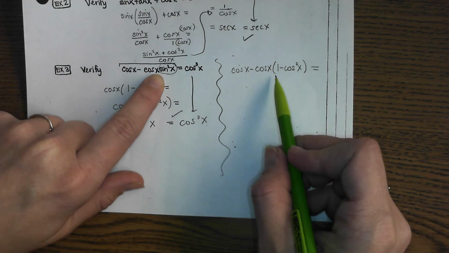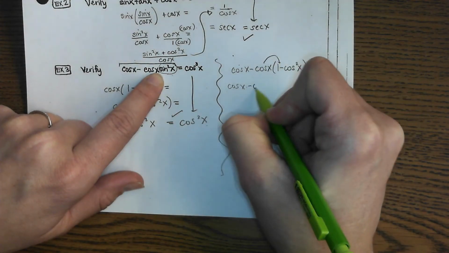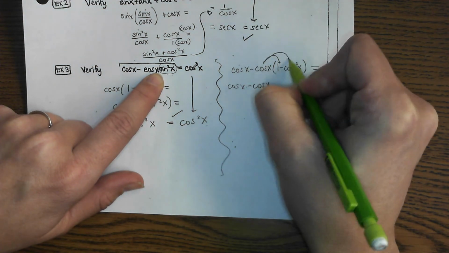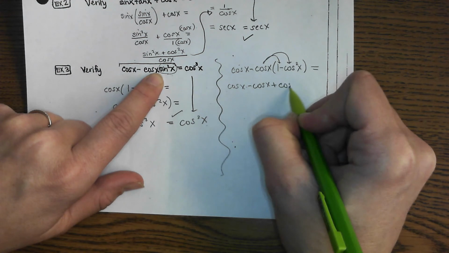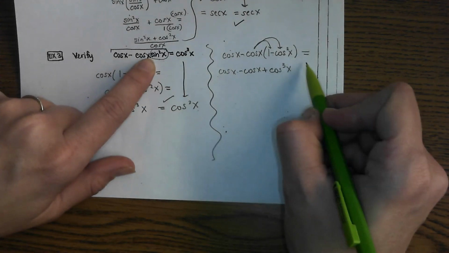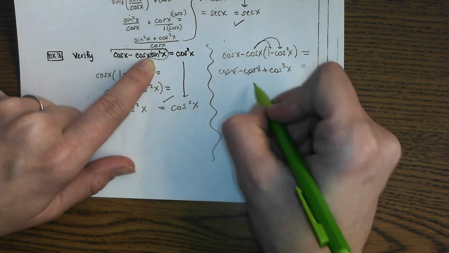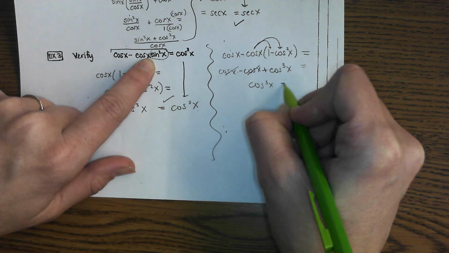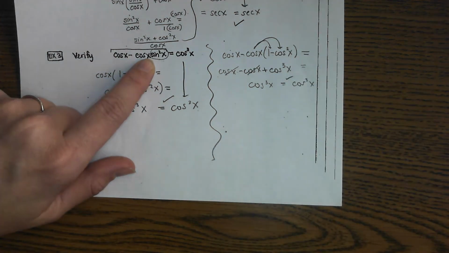And then distribute, which would leave me with cosine x minus a cosine x, plus, because a negative times a negative, cosine cubed. And then if you combine like terms, cosine x minus cosine x cancels, and you have cosine cubed x equals cosine cubed x. Done totally differently.